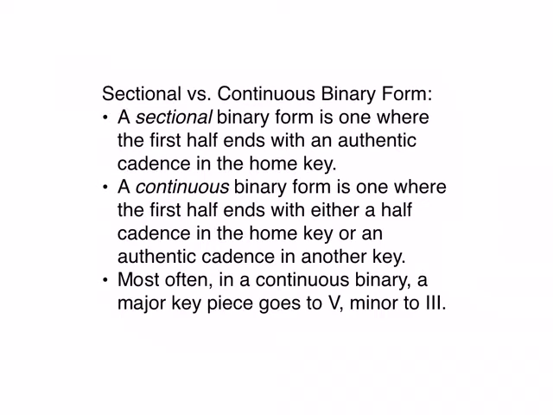A continuous binary form is one where the first half ends with either a half cadence in the home key or an authentic cadence in another key. Here, look at example 23.1 in your textbook. That's on page 468. Listen now to the first section, which starts in D major, and then at the end of the section modulates to the dominant, A major.